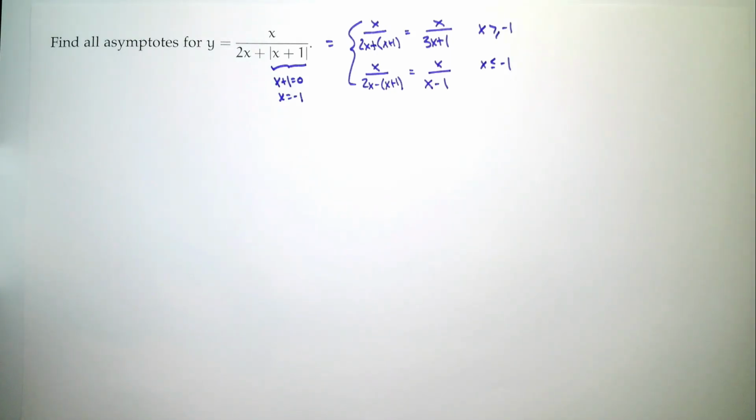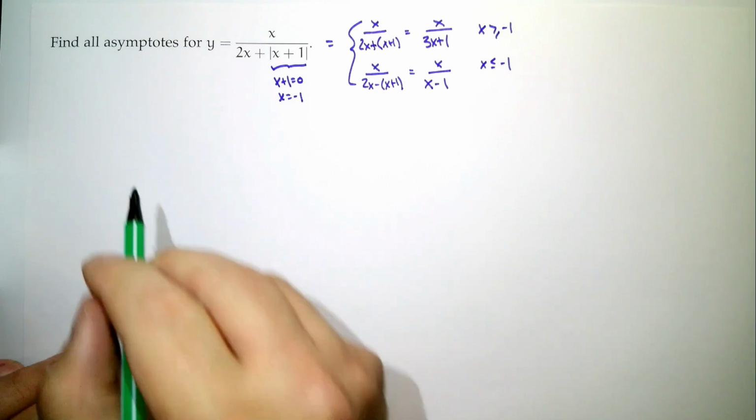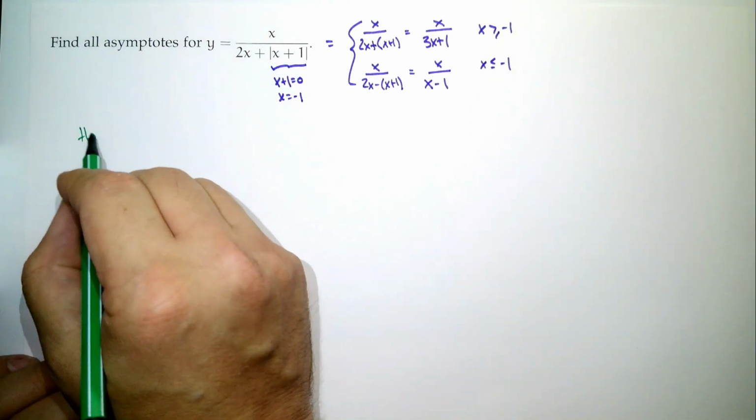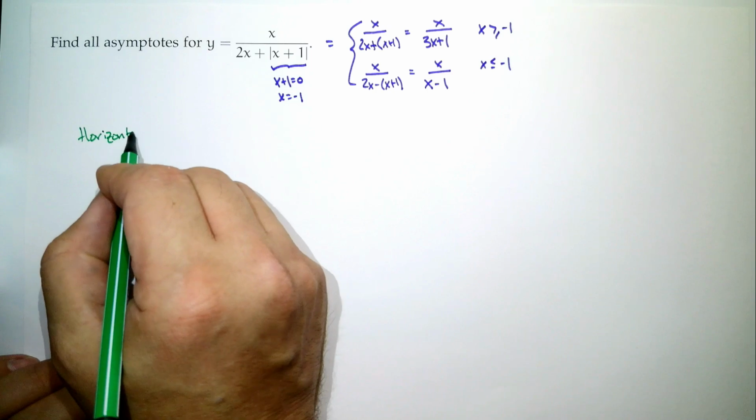We need to define the asymptotes. And there are two types, horizontal and vertical. Let's do horizontal. They tend to be pretty simple, because for horizontal, we don't even have to look. We know where to search, whereas with the vertical, we kind of have to figure out where to look. Okay, so for horizontal, there are two places to look.